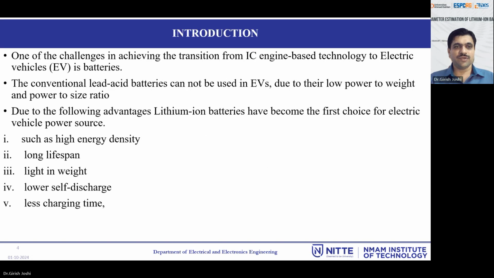One of the challenges in achieving the transition from IC engine based technology to electric vehicles is batteries. The conventional lead acid batteries cannot be used in EVs due to their low power to weight and power to size ratio. Due to the following advantages, lithium ion batteries have become the first choice for electric vehicle power source: high energy density, long lifespan, light weight, lower self-discharge, and less discharge time.